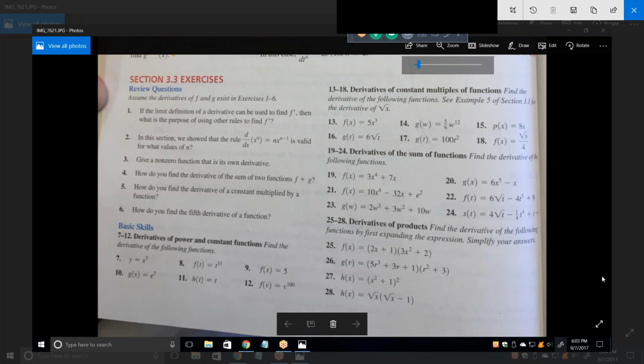It's the derivative of 12. What's the derivative for number 12? It would be 100 v to the 99th power. Okay, how about 14? Here, give me a moment. Actually, you want to be able to do these without your book.